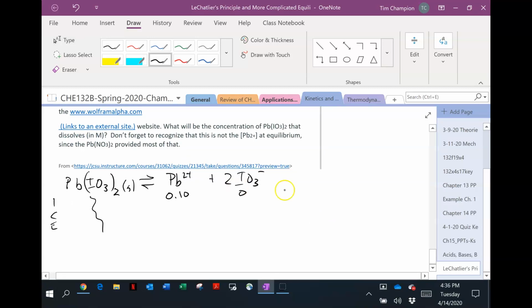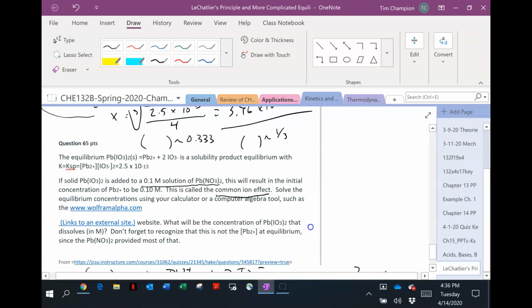So Q here is still 0, right? Because it's going to be the 0.1 for the lead times 0 for the iodate squared. That's still 0. That's still less than the KSP value. So they're both going to go up, plus X and plus 2X. So we have 0.1 plus X and 2X here.